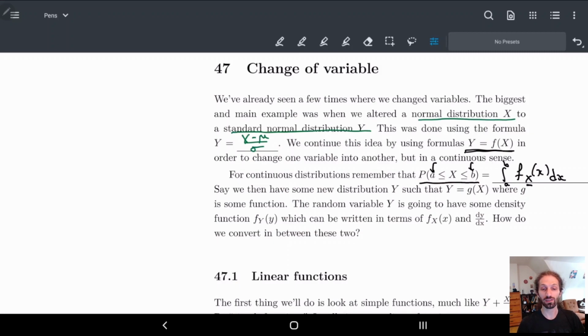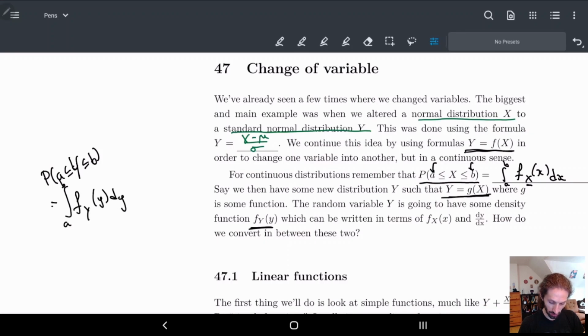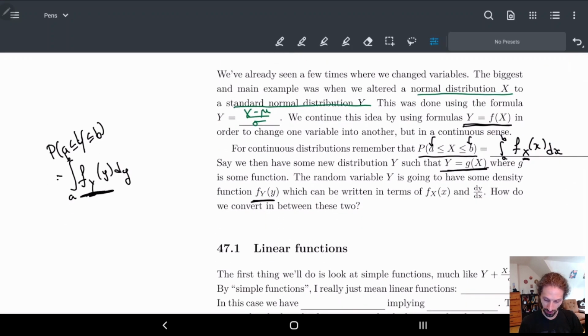And so now we want to figure out how this works in terms of y. Say we have some new random variable y where y is equal to g of x, and g is just some function. And the random variable y is going to have some density function f_Y of y. So normally we're thinking of the probability that y is between a and b as the integral from a to b of f_Y of y. The reason I'm specifying this capital Y is so that we know this function and this function are different. X and y change what our functions are. And this turns out to be writable in terms of f of x and dy/dx. So the main question in this section is, how do we go from one to another?